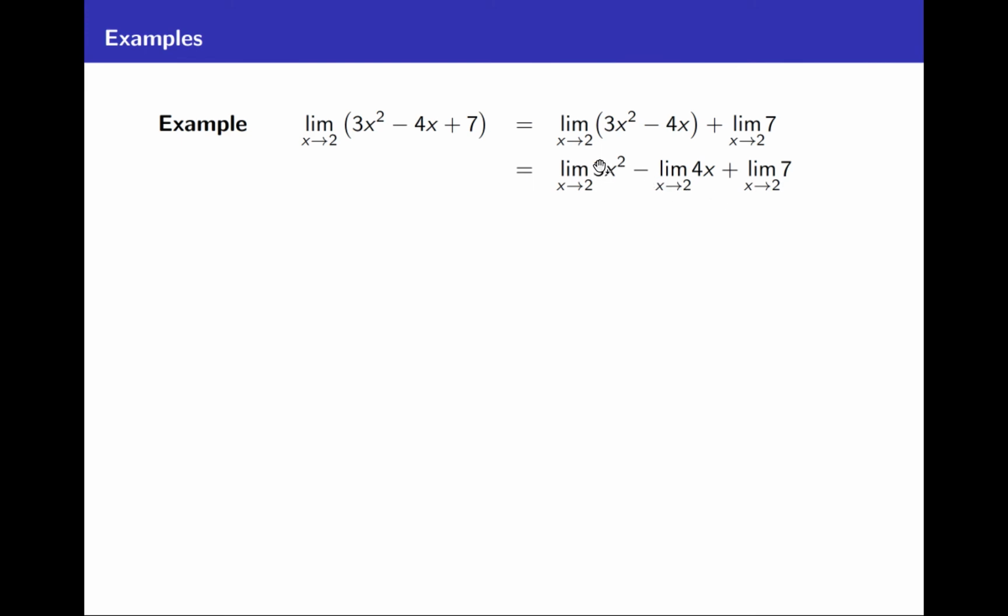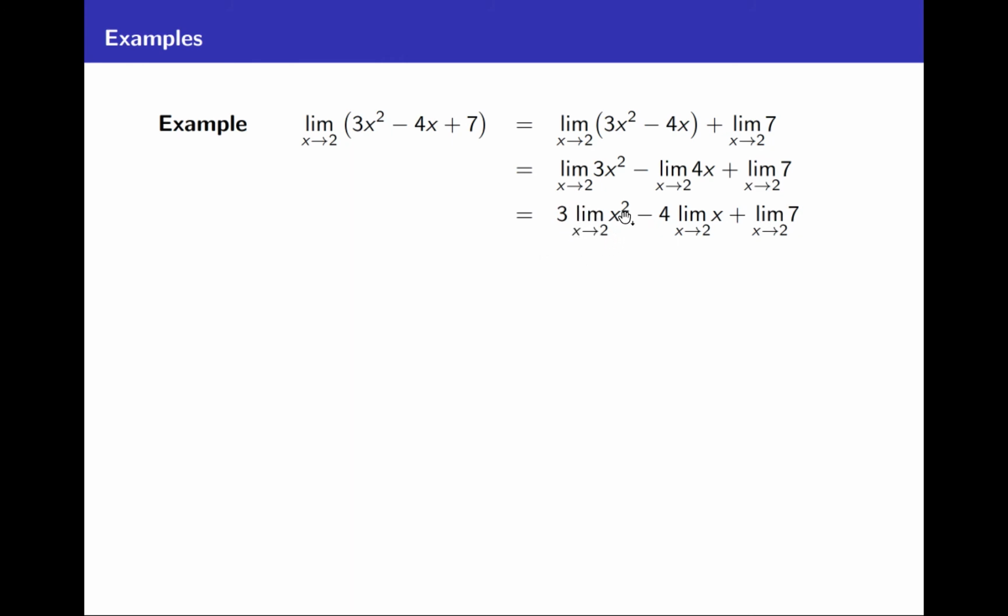Continuing with this, we have a constant of 3 which can come out of the limit by the constant multiple rule, and the same with the constant of 4. So doing that gives us 3 times the limit as x approaches 2 of x squared, minus 4 times the limit as x approaches 2 of x, plus the limit as x approaches 2 of 7.